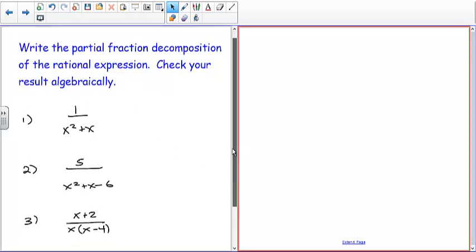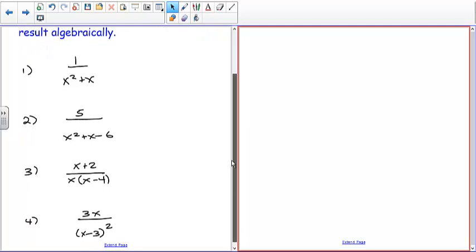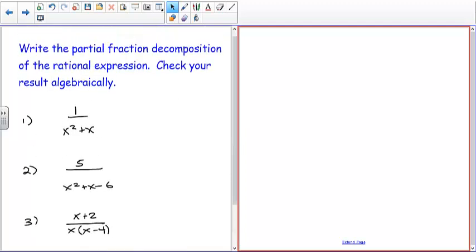Okay, so the first three problems have distinct linear factors. So what you're going to do is factor the denominator first. Here you can factor out an x, so you get x times x plus 1.